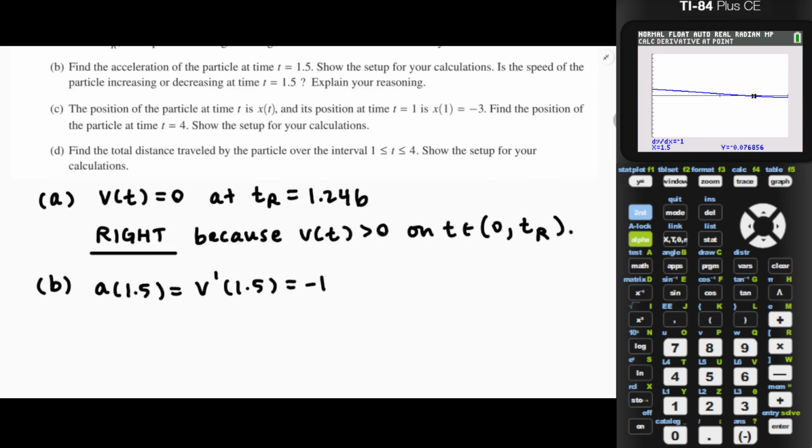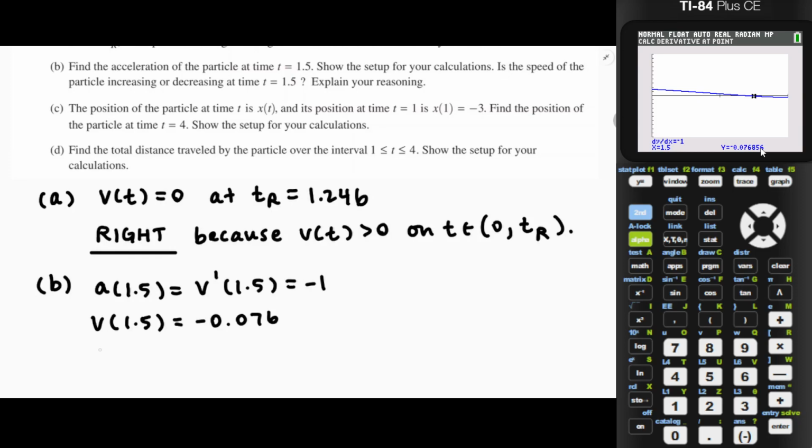And then it asks if the speed of the particle is increasing or decreasing at t equals 1.5, and to explain my reasoning. But we can see down here on the graph that the y-coordinate of v of t is negative. Okay, so I'm going to say v of 1.5 equals -0.076. You could say -0.077, doesn't matter. And if you round once, you don't have to round every time. It's either or, doesn't matter.